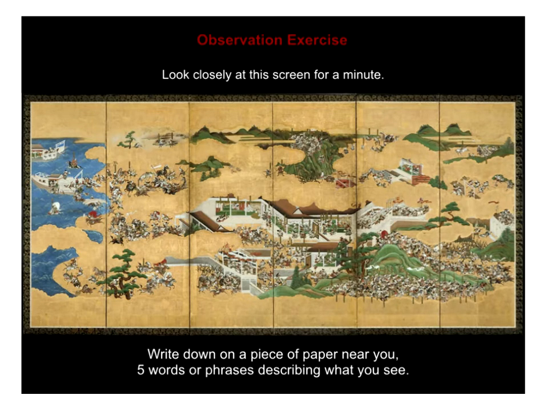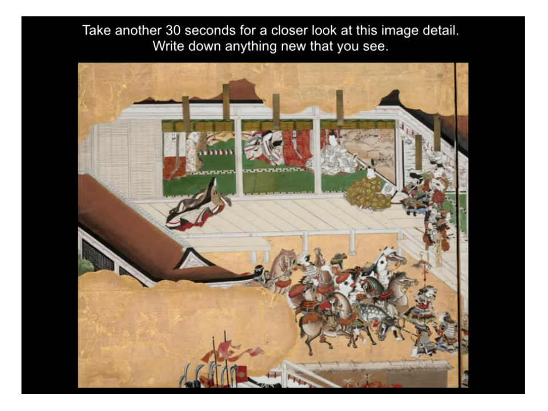Okay, now I'm going to start going into some detail slides and continue adding to your list. Take a look at one of these details and write down 5 adjectives or phrases that describe the thoughts or feelings this image provokes. Just anything that comes to mind to continue your descriptive writing.